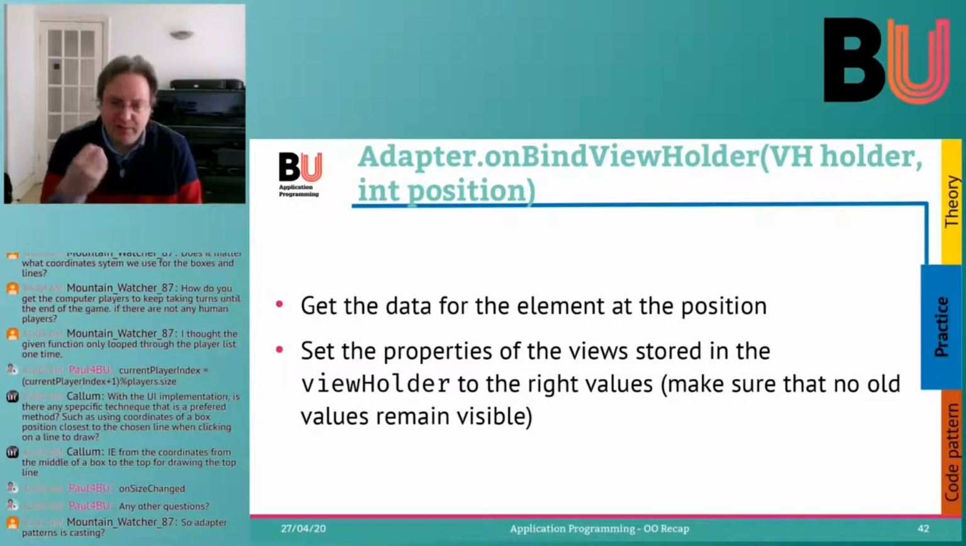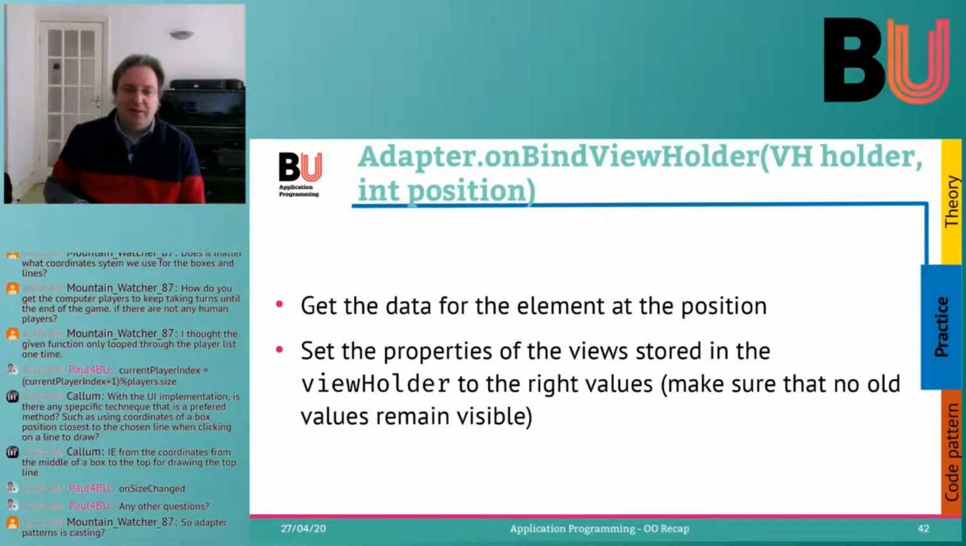The other one is onBindViewHolder. What onBindViewHolder does is it takes a view holder and tells you, okay, now you need to update this view holder to make it display whatever needs to be displayed for the item at this particular position. So what you need to do is implement it, set the values, and make sure that no old values from the previous item are visible. You make sure that you set all the properties that need to be changed. If it's not visible, set it to a null value, etc.